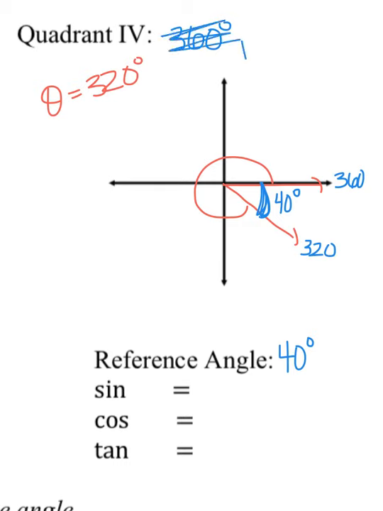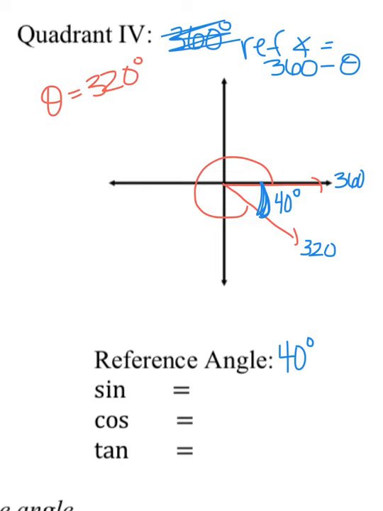Reference angle equals, just so we don't get confused, reference angle equals 360 minus whatever the theta value is. So 360 minus 320 is 40 degrees. So your reference angle is 40.